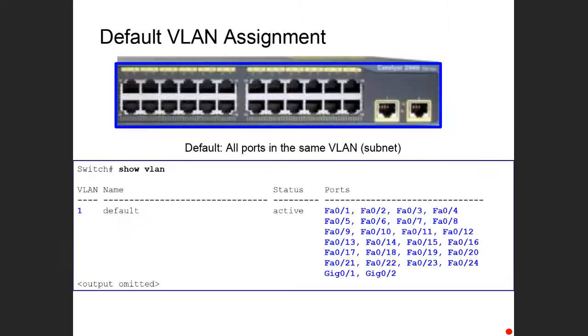So what's going on a switch by default? Here's a picture of the switch. If you look at this command show VLAN on the switch, it shows us all 24 of the Fast Ethernet ports, and 2 of the gigabit ports, the ones on the ends, are all connected to the same VLAN. This means that whatever Ethernet traffic any one of them sends into its port will be available on all the other ports. They will be able to communicate with each other.